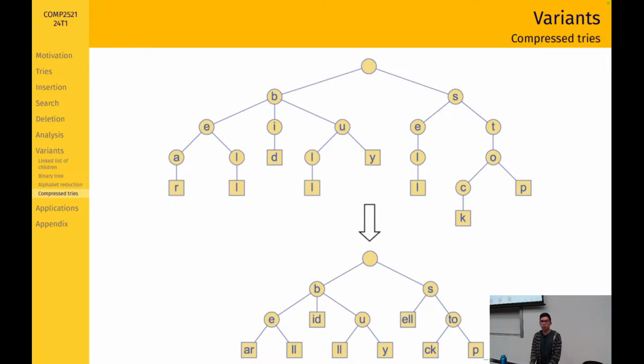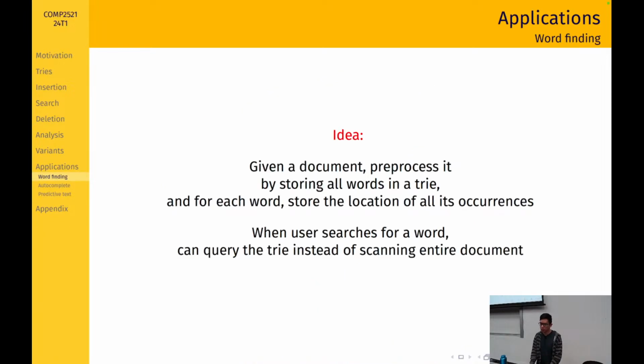Okay, so if not, we'll have a look at some applications of tries. One possible application is word finding. Suppose you have a large document and you want to be able to search the document efficiently. You want to be able to type a word in, and then see where that word appears throughout the document.